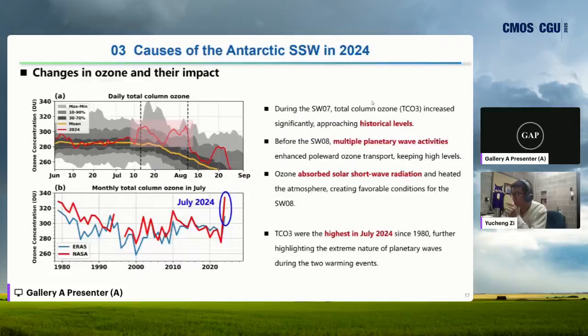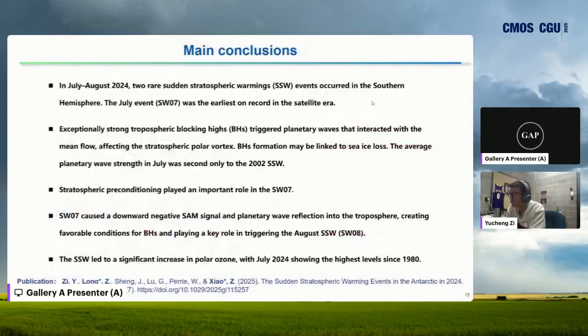So this SSW event is so extreme. Okay, next. Okay, these are the conclusions. In this paper, we introduced the July to August 2024 SSW events in the Antarctic. Blocking high and CIS loss in the Antarctic and stratospheric preconditioning, and also ozone transport, play an important role in the SSW. Okay, that's all. Thank you.